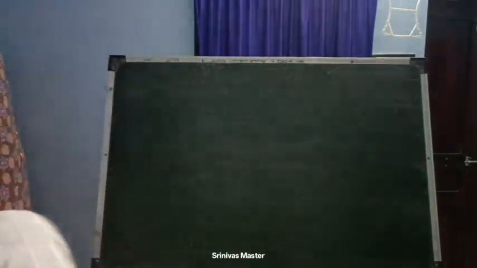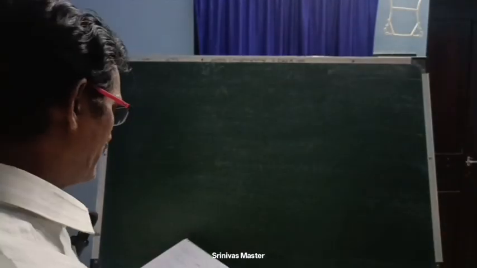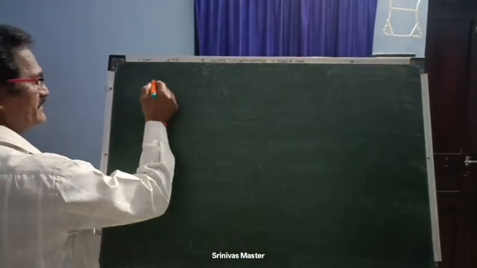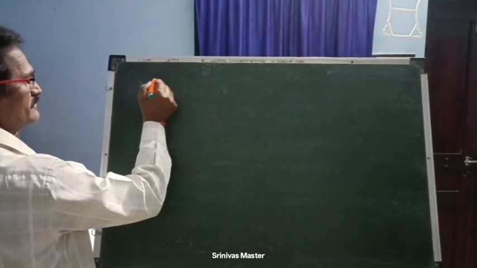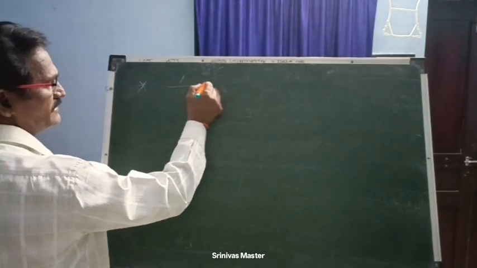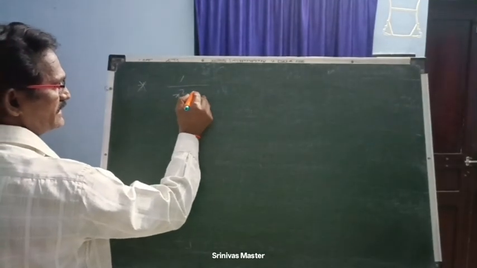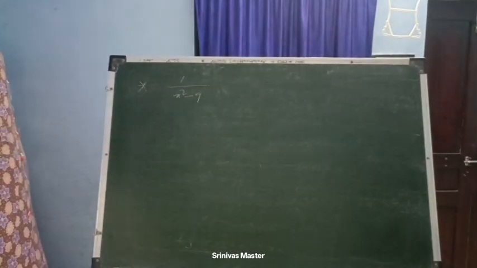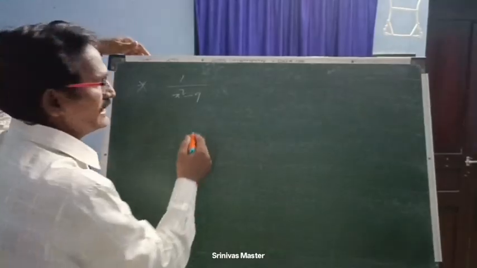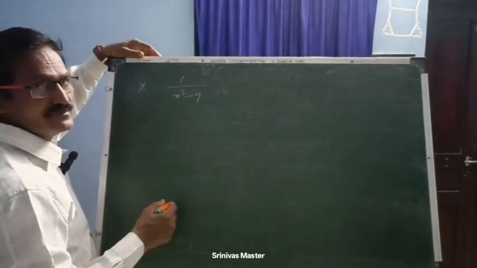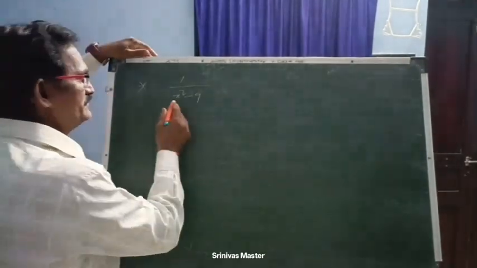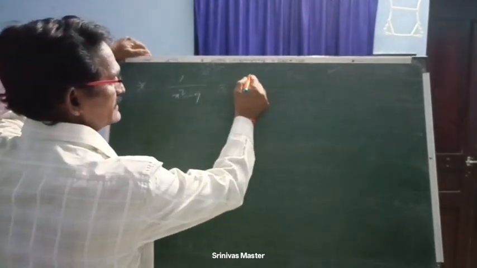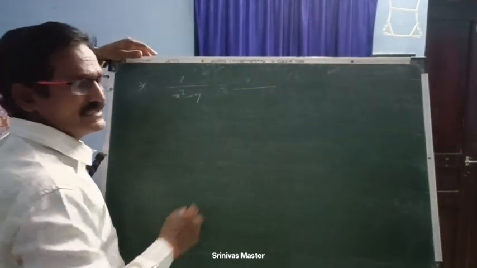Next, what models are there, you can see. General models. Suppose you take 1 by x square minus 9, children. They told us to integrate 1 by x square minus 9. Okay, now generally, before applying the integration, how do we write x square minus 9?